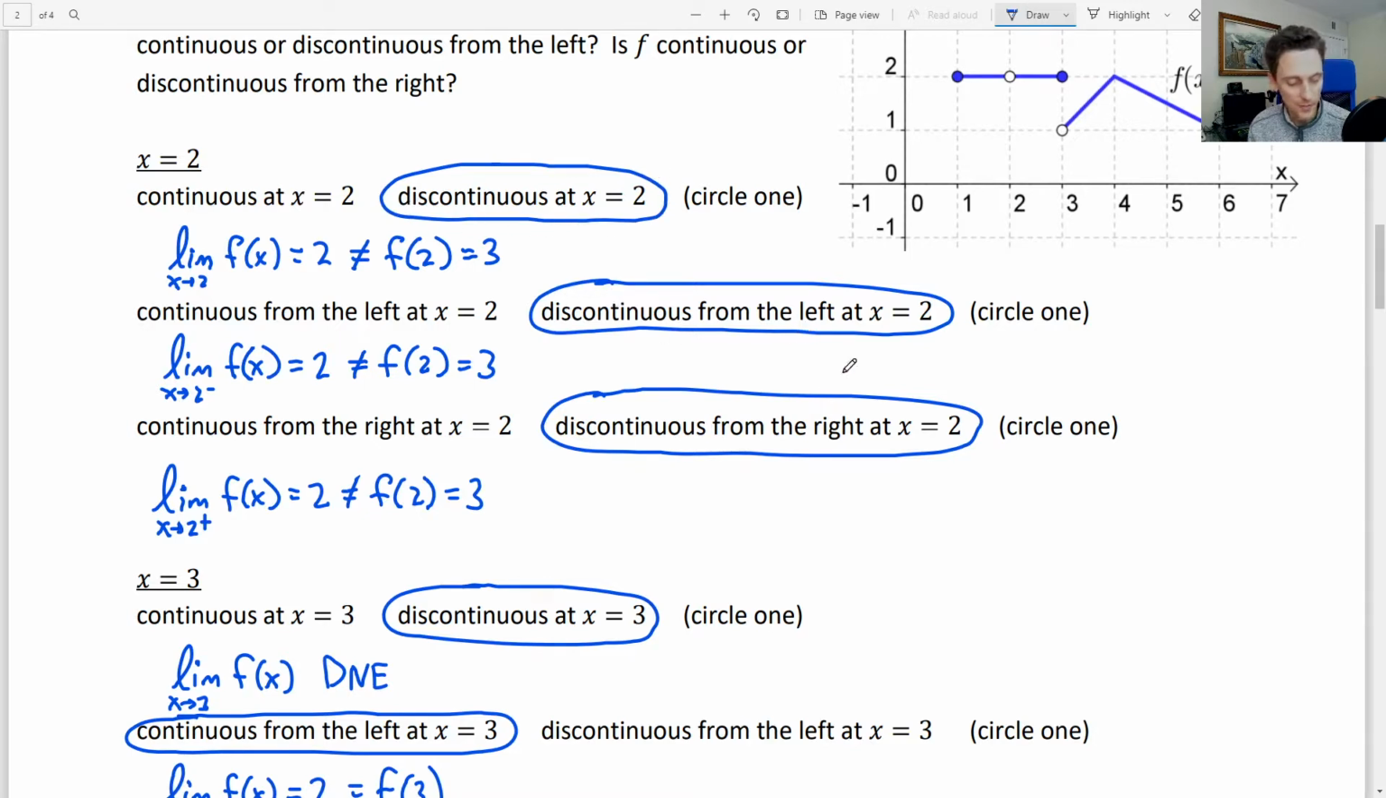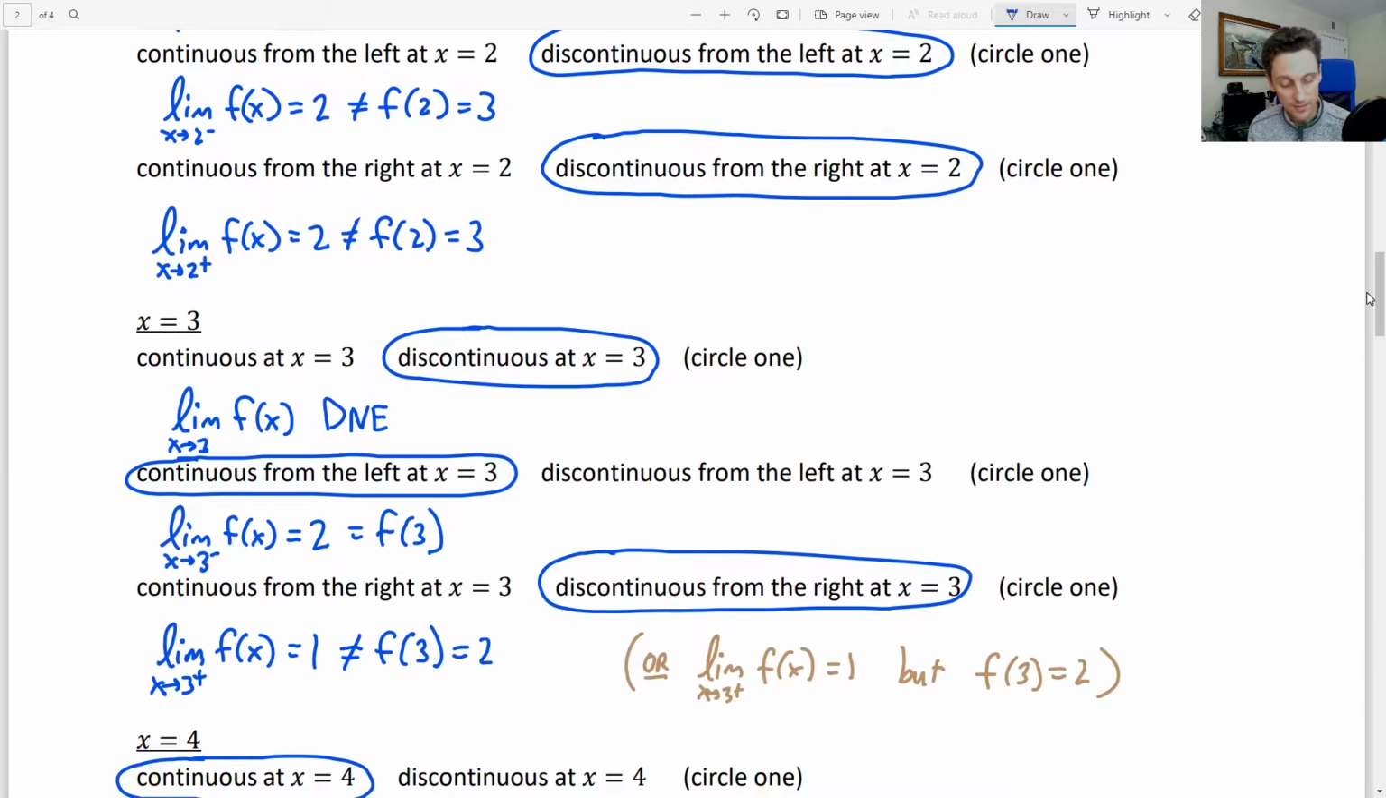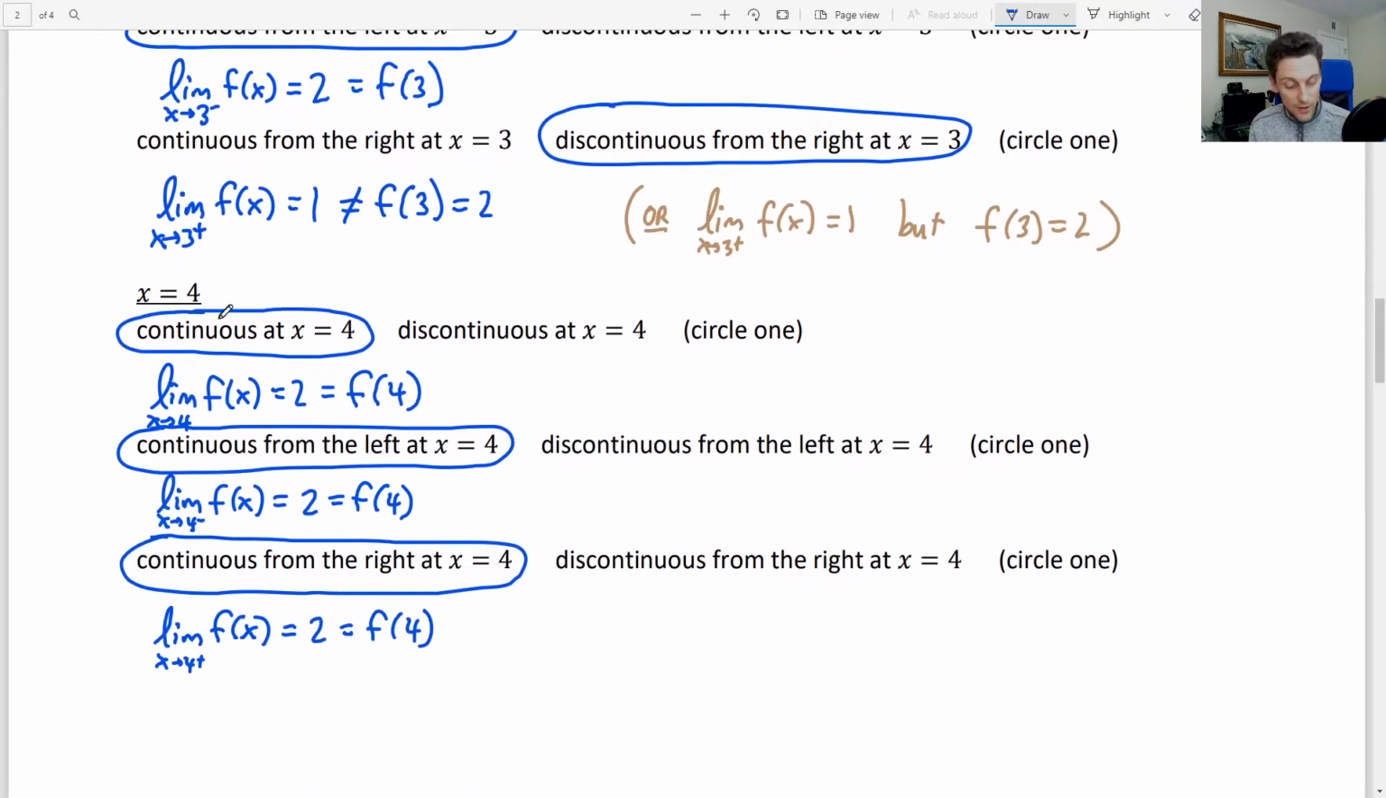You can't just assume that both the left and the right sides will be discontinuous as well, like we saw with x equals 3. But if you know that the graph or the function is continuous at a given x value, then you know it also has to then be continuous from the left and from the right.